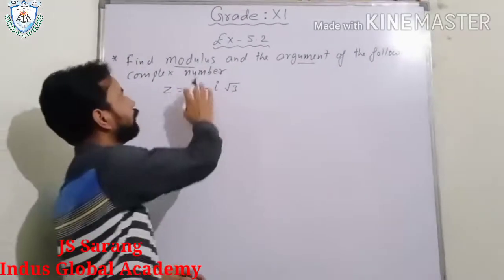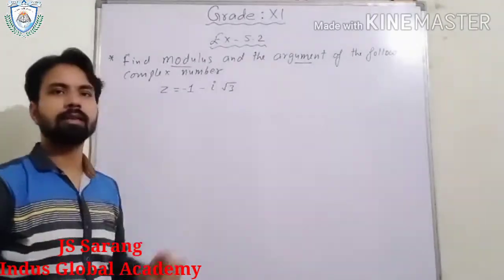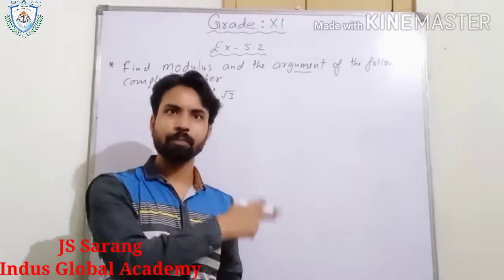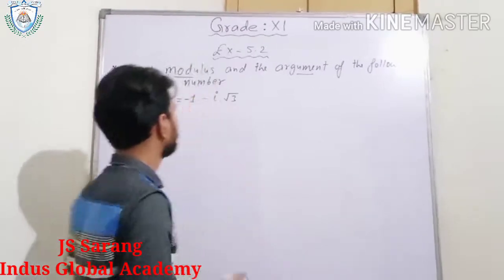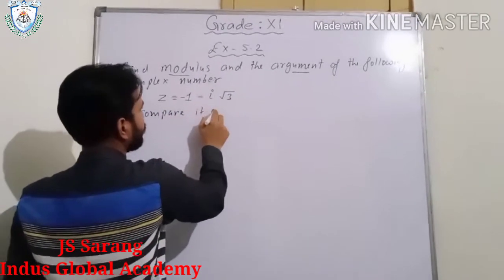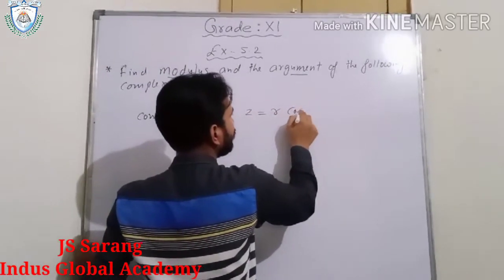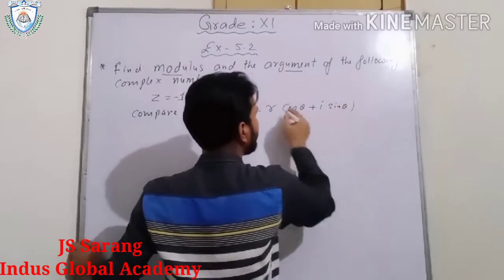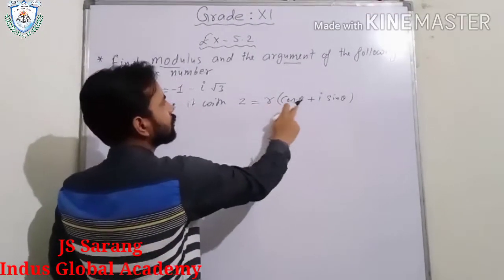Whenever we have to find modulus and argument, first of all, we will have to compare the given complex number with the polar form of a complex number. You know the polar form? I explained to you that z equals r times cos theta plus i sin theta. Clear? So compare this with z equals r (cos theta plus i sin theta).